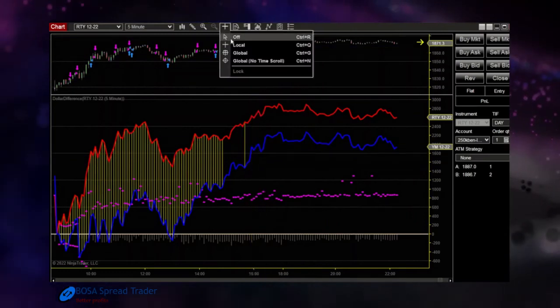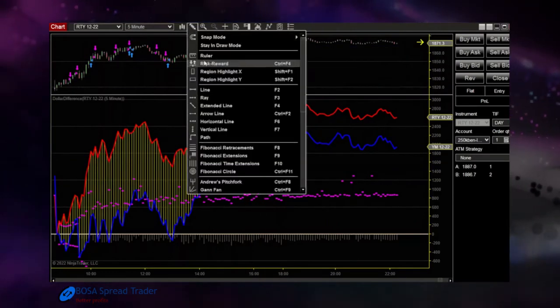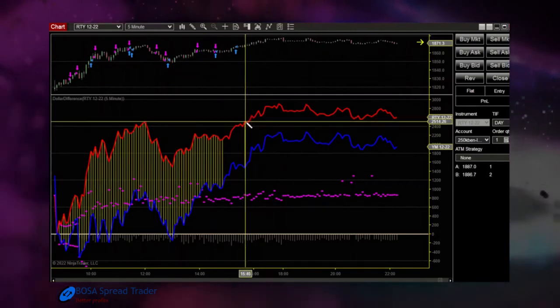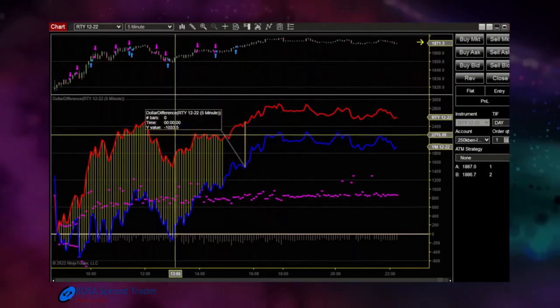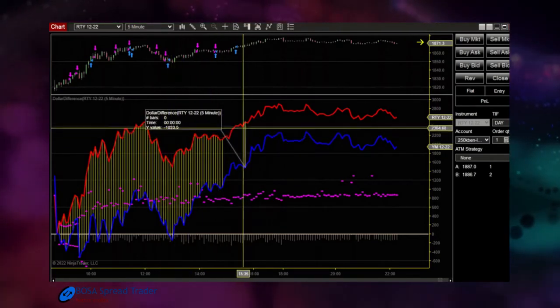Let's take a look. I want to draw a ruler for you. See what this distance here is. It's about that. So it's about $1,033 difference between those two.